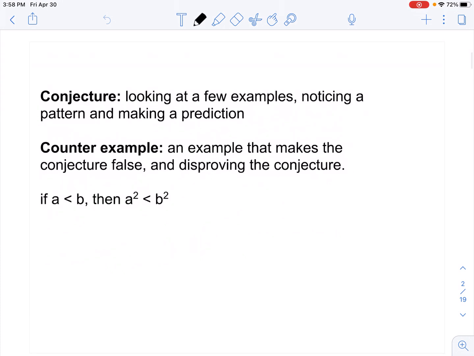First thing, some definitions. A conjecture is a statement or a prediction that we make after looking at a few examples and noticing a pattern. A counterexample is an example that makes the conjecture false. It disproves the conjecture. For example, if a is less than b, then a squared is less than b squared. Well, let's try some examples. 2 is less than 4, and 2 squared is less than 4 squared, right? 4 is less than 16. So that must be true.